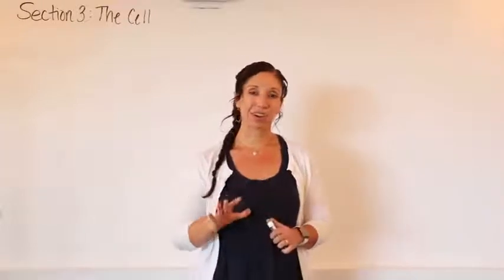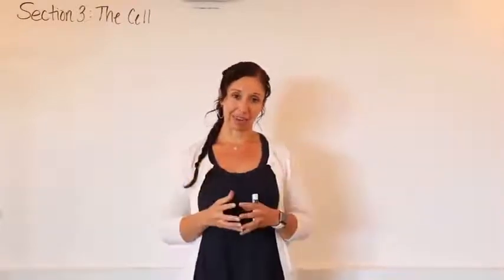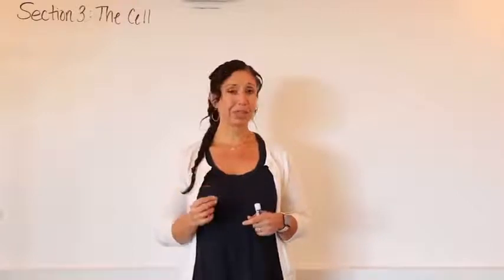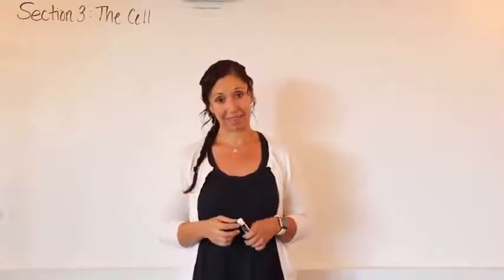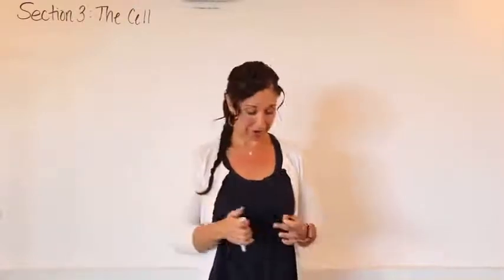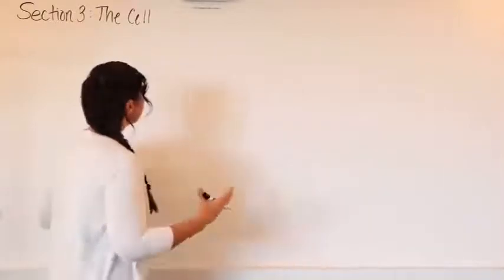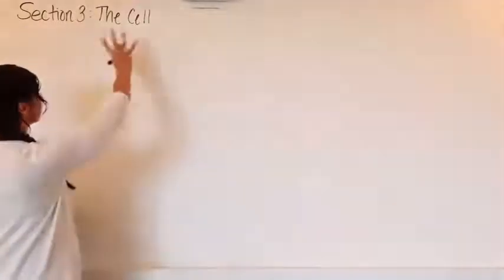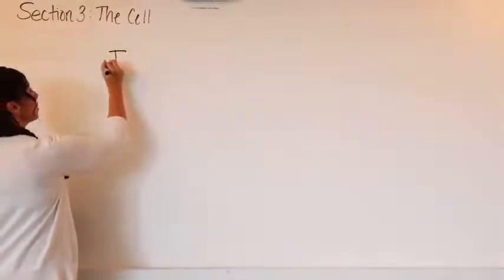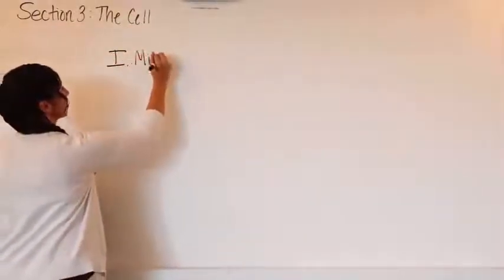And before we start going into the nitty-gritty on the inside of the cell, we're going to talk really quickly on how we study the cell. So the first part of our lecture is all very small. It's going to be about microscopes. So in typical outline fashion, we're in the cell. Roman numeral 1 is microscopes.